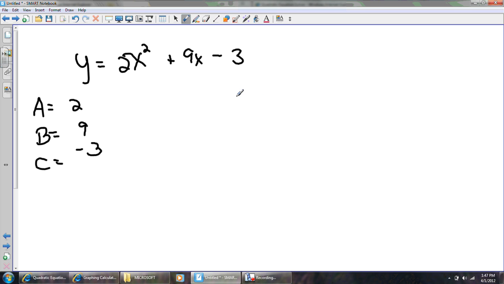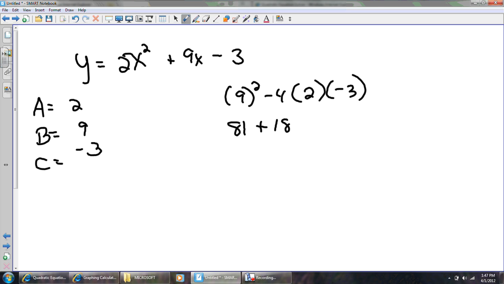Now I'm going to find the discriminant. So B squared minus 4 times A times C, that's 81. A negative times a negative is a positive. 6 times 3 is 18. So my discriminant ends up being 99, right? I know the square root of 99 is going to be pretty darn close to 10 because the square root of 100 is 10. But I know I'm going to get two solutions.